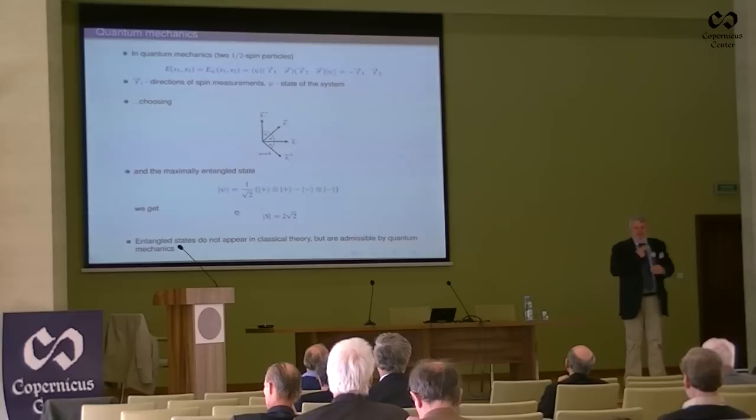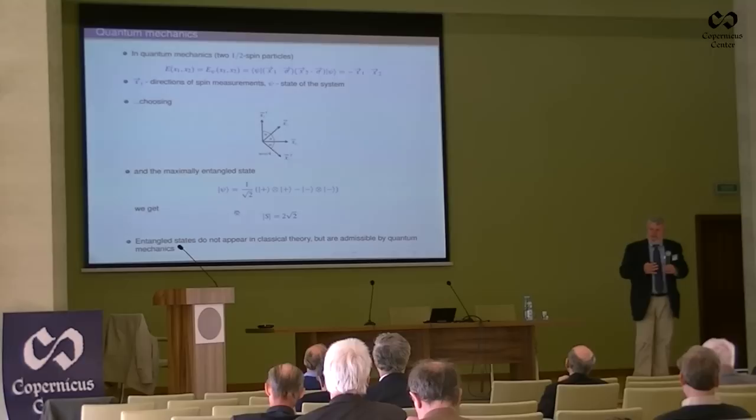In classical mechanics, the space of states of a system is, I would say, in quotation marks, something like the Cartesian product of the spaces of states of subsystems. You can have one particle with this spin and the second particle with this spin, and that's all.